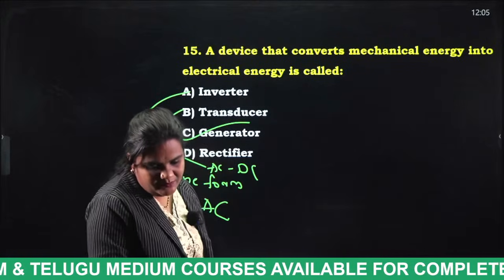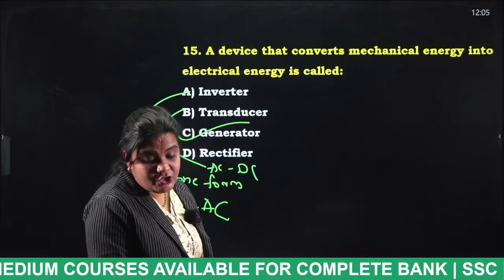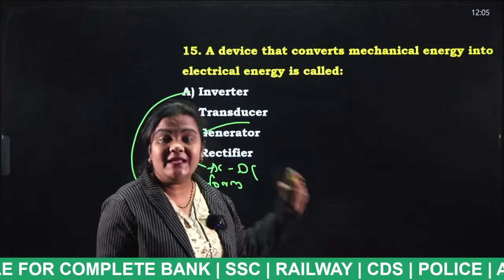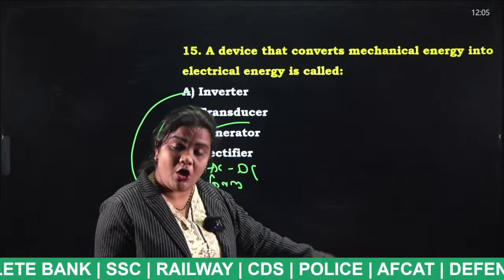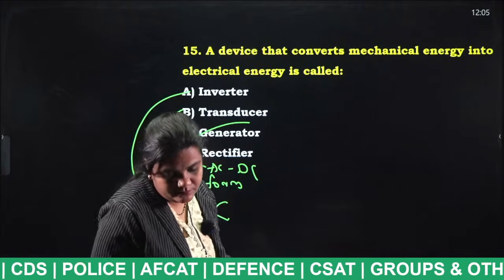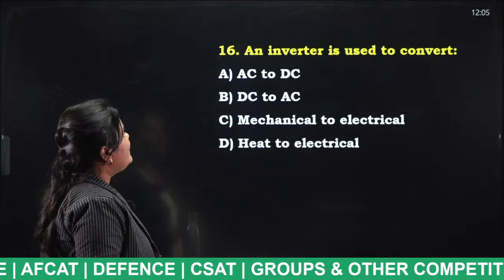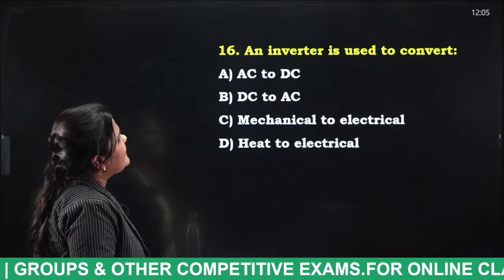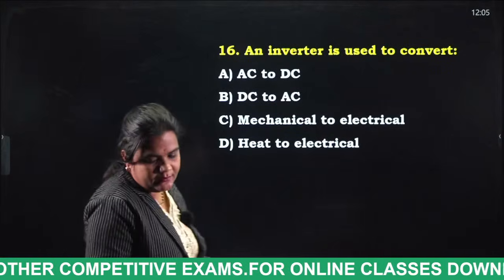Varshini, Chintala, Vamshi, very good. Transducer is nothing but it is converting one form of energy to another form. That may be either heat energy or mechanical energy or some other energy. Okay? And inverter is used to convert AC to DC, DC to AC, mechanical to electrical, heat to electrical.